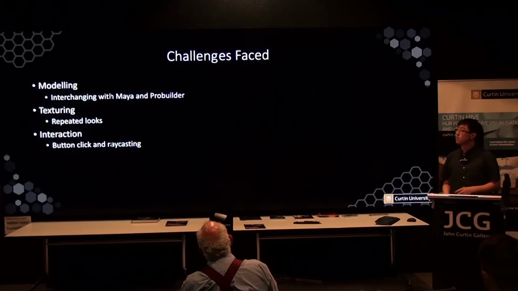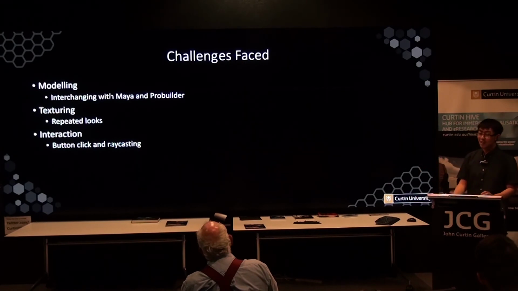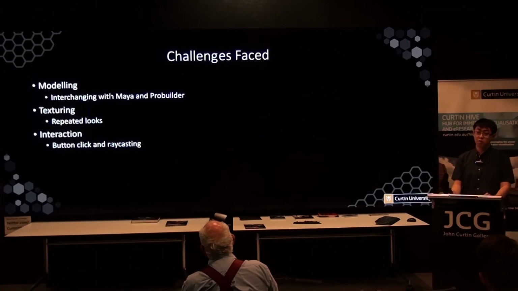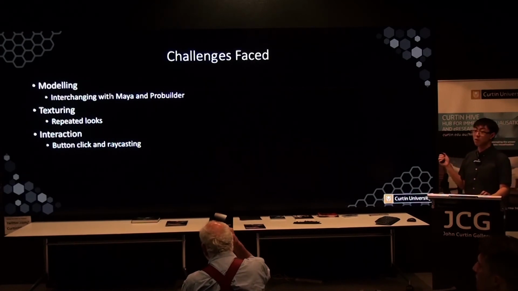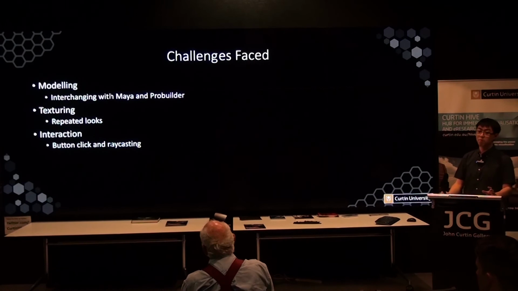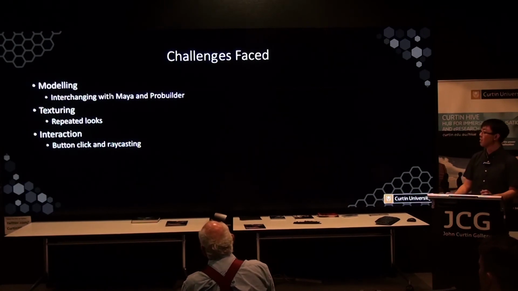Some of the challenges faced: one is modeling, which is interchanging between Maya and Probuilder. Many of the objects inside the scene were imported into Unity. However, changing those objects can be very difficult, except for enlarging or reducing, so not any vertex or edge manipulation. Probuilder does have an option to solve this, called Probuilderize. However, this made the Maya model extremely messy with vertices and edges everywhere.